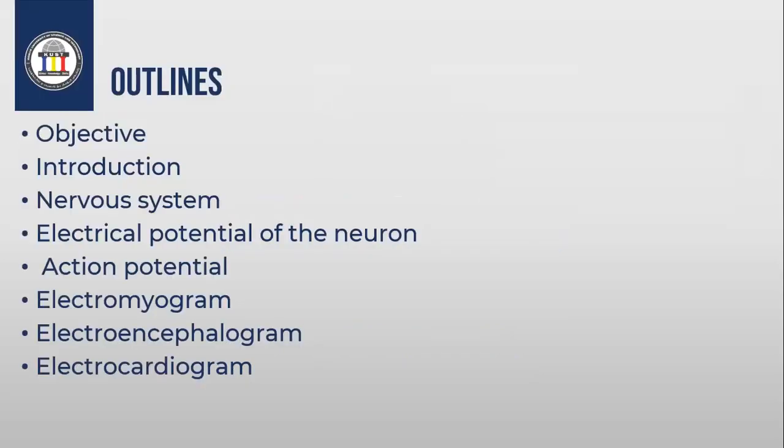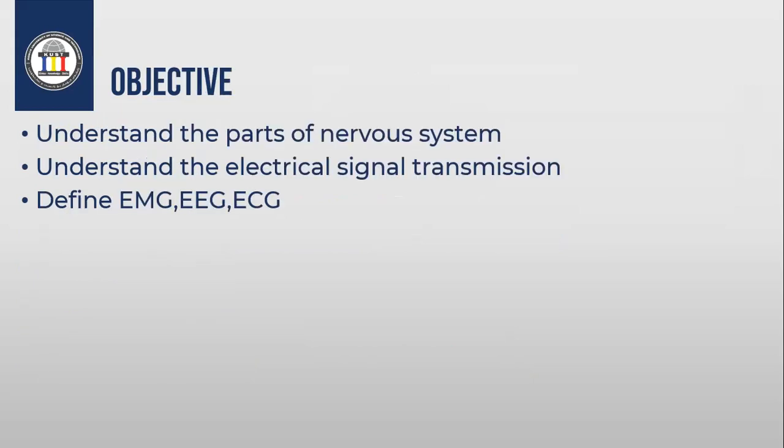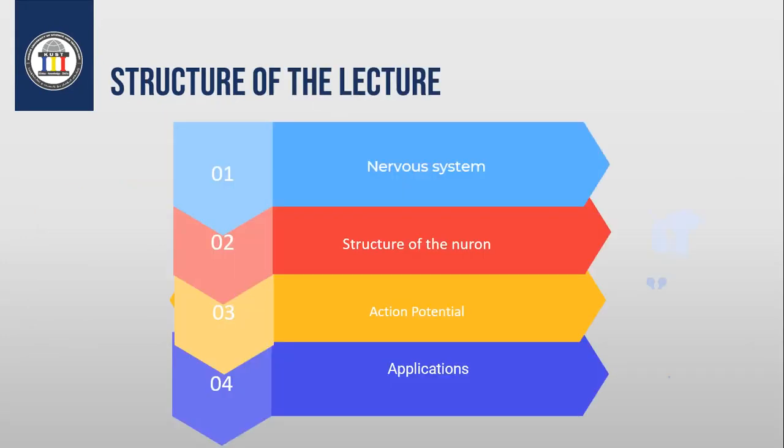The outline will cover the objective, introduction, nervous system, electrical potential of the neuron, action potential, electromyogram, electroencephalogram, and electrocardiogram. By the end of this lecture, hopefully we'll understand the parts of the nervous system and the electrical signal transmission, and we will define the EMG, which is electromyogram, EEG, electroencephalogram, and ECG, electrocardiogram.